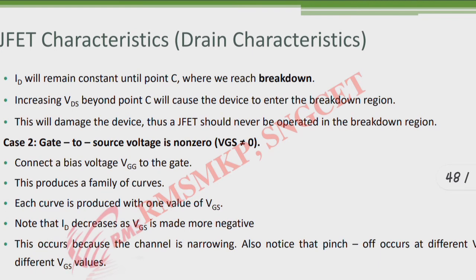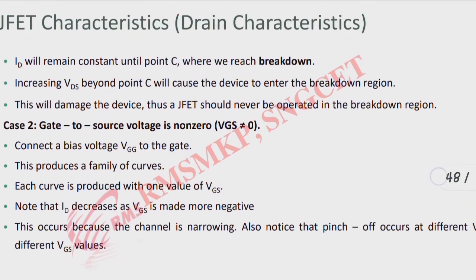JFET characteristics. ID will remain constant until point C, where we reach breakdown. Increasing VDS beyond point C will cause the device to enter the breakdown region. This will damage the device. Thus, a JFET should never be operated in the breakdown region.